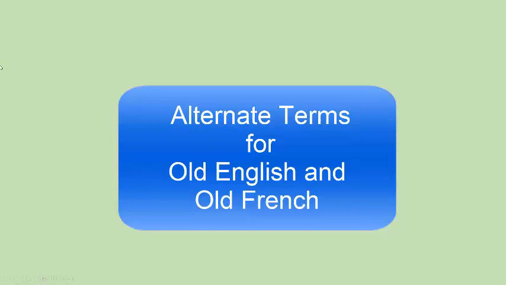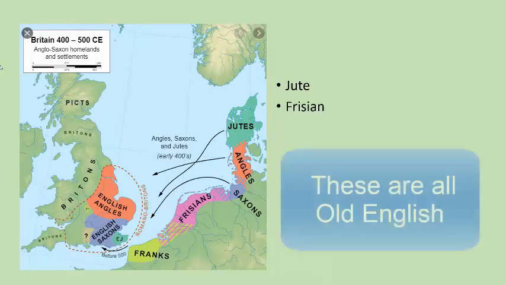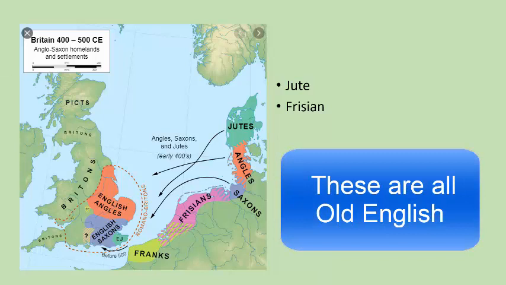Now in your definitions, you might see words like Jute or Frisian. If you see that, it's definitely Old English. This is one of the other tribes that when the Anglos and the Saxons were invading, there were also some Jutes that made it. They were all going to be speaking Germanic languages, and their Germanic would become Old English.